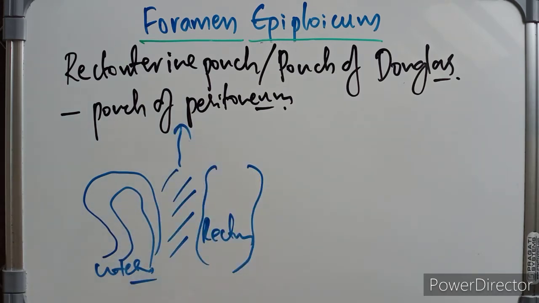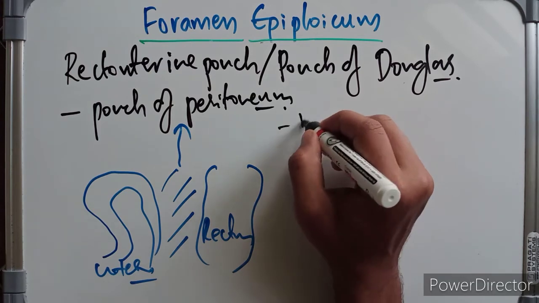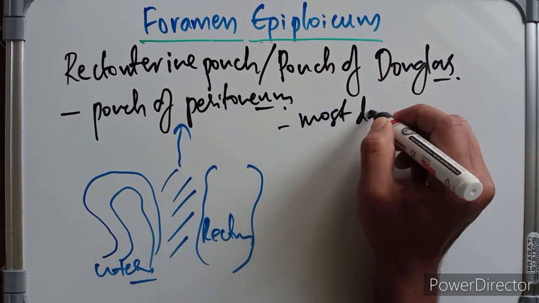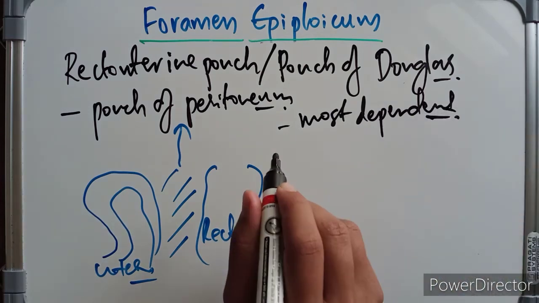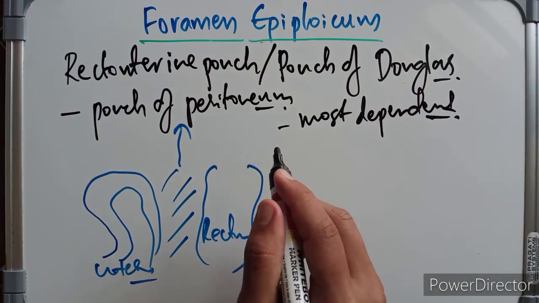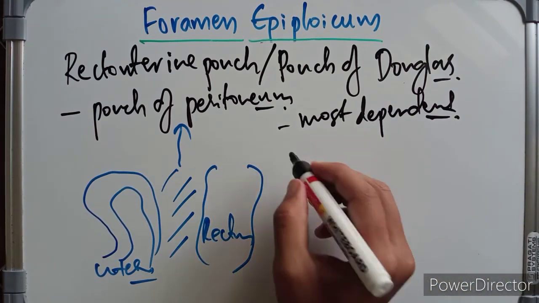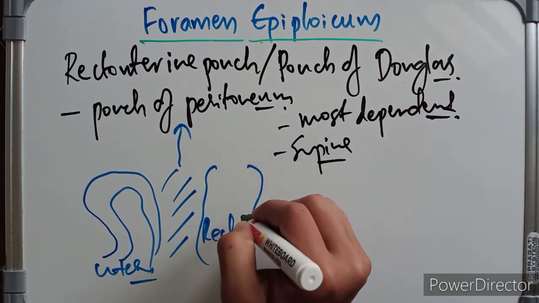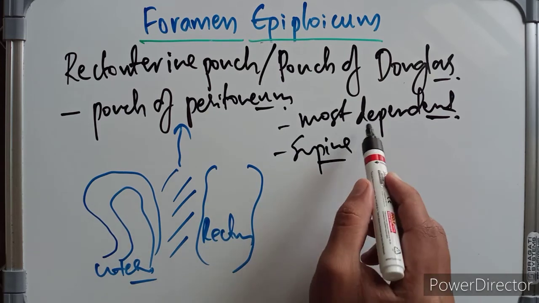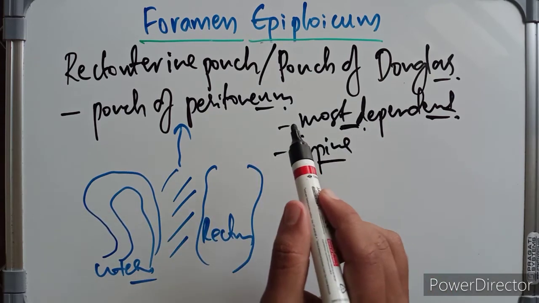It is the most dependent part of the peritoneal cavity in the upright position. In the supine position, it is the most dependent part of the pelvic cavity, and in the upright position, it is the most dependent part of the abdominal cavity.